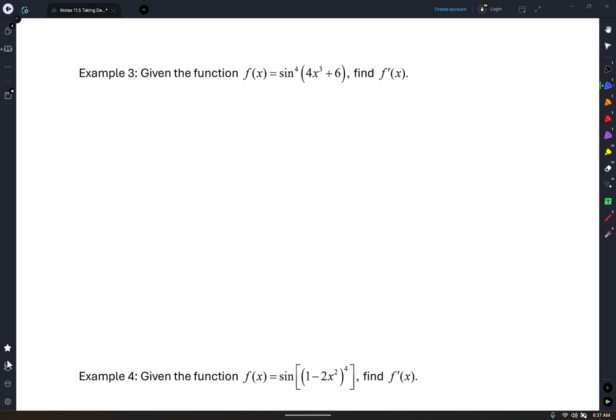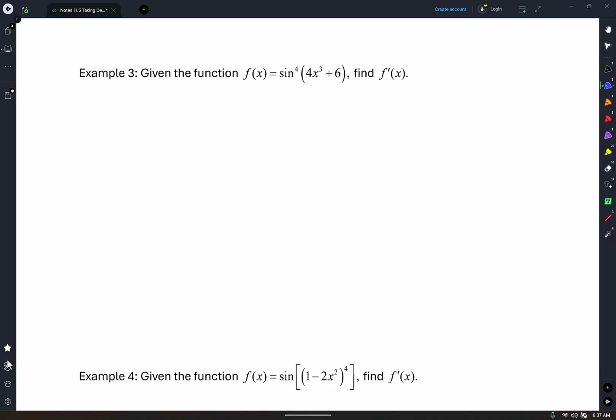Sorry, wait, this one? Does the 4 go before the cosine, or would it go here? Well, let's rewrite it first. That 4 is just for the argument. So cosine stays together with the 4. Yeah, the argument, you leave it alone. And now times, and then you do the whole 4. Yeah, you got it.